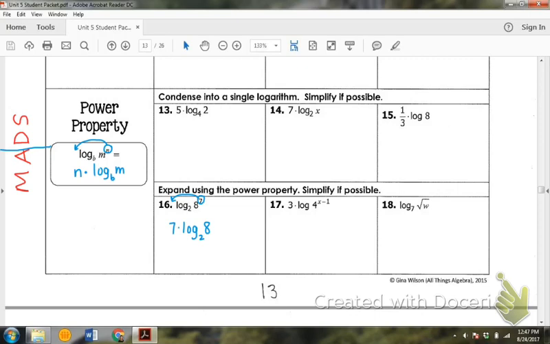Okay, what about 17? That's kind of tricky. So on 17, this whole x minus 1 is going to come out here. But what's already happening out there? There's a 3. So we have a 3 times x minus 1 log of 4. It's base 10, right? When we don't see it, there's a base 10 there. And then we can, if we want to, we can distribute this 3. So this is going to be 3x minus 3 times log base 10 of 4.